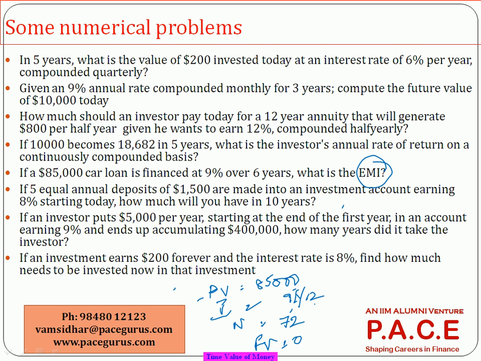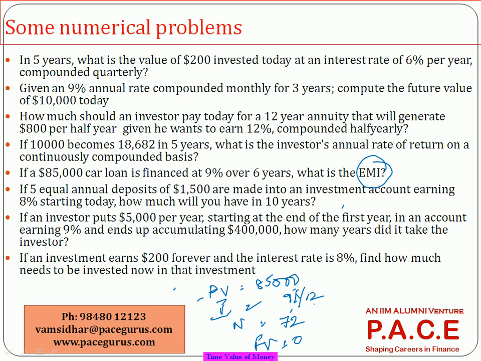I think the remaining things we'll just discuss, what should be what. 5 equal annual deposits of 1,500 are made into an investment account, earning 8% starting today. When it is starting today, okay, keep that question on hold. We'll come to that once we do the remaining two. Yeah, look at the next one.